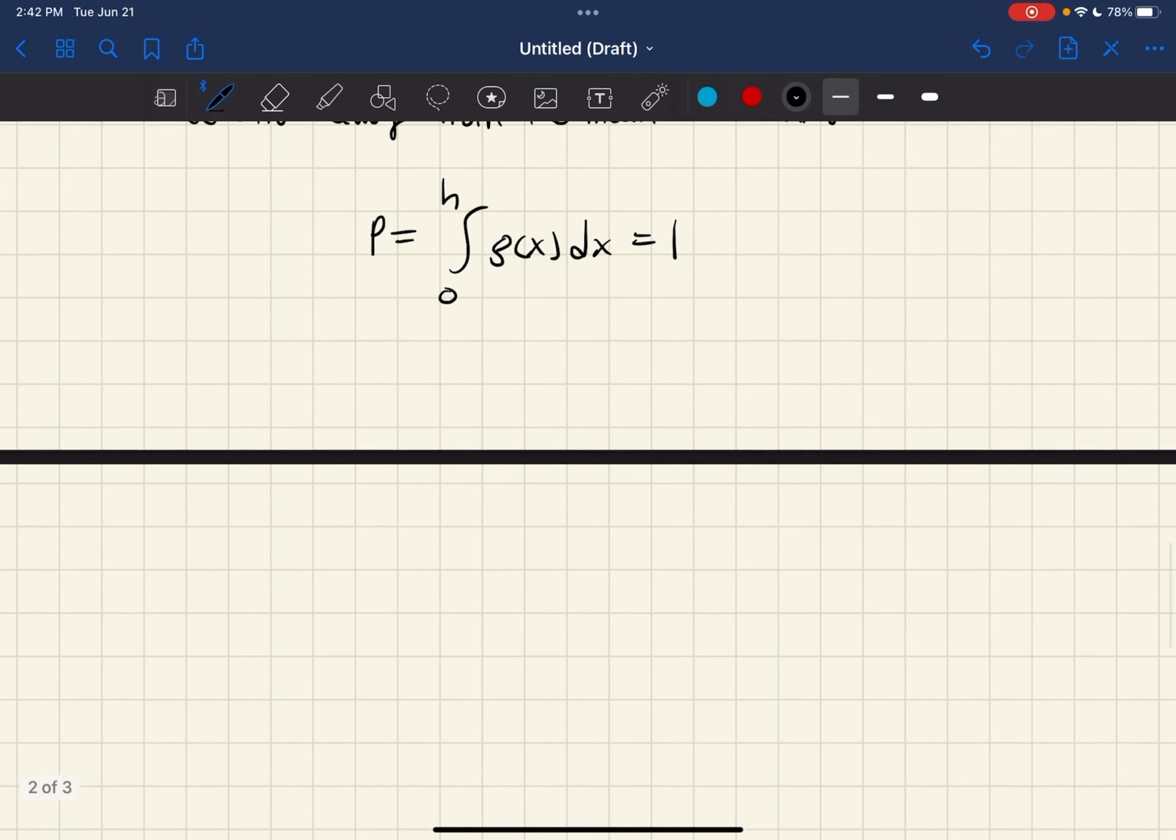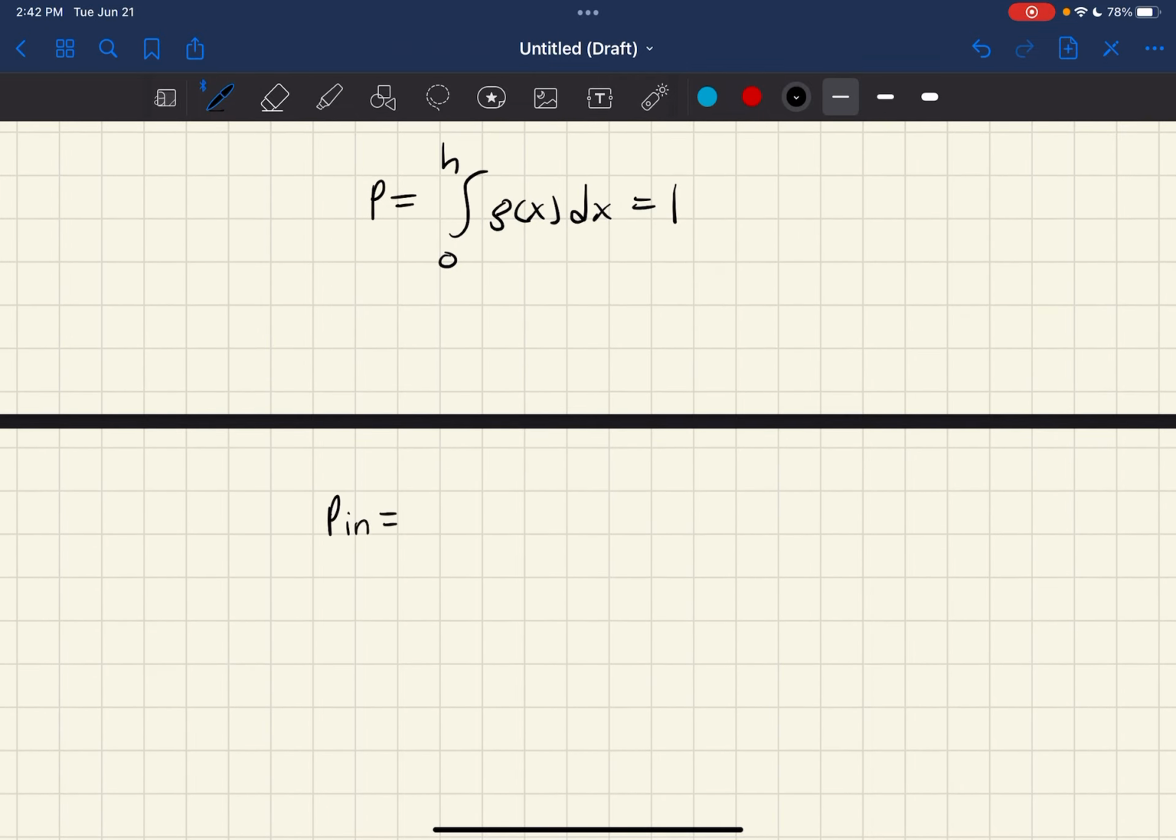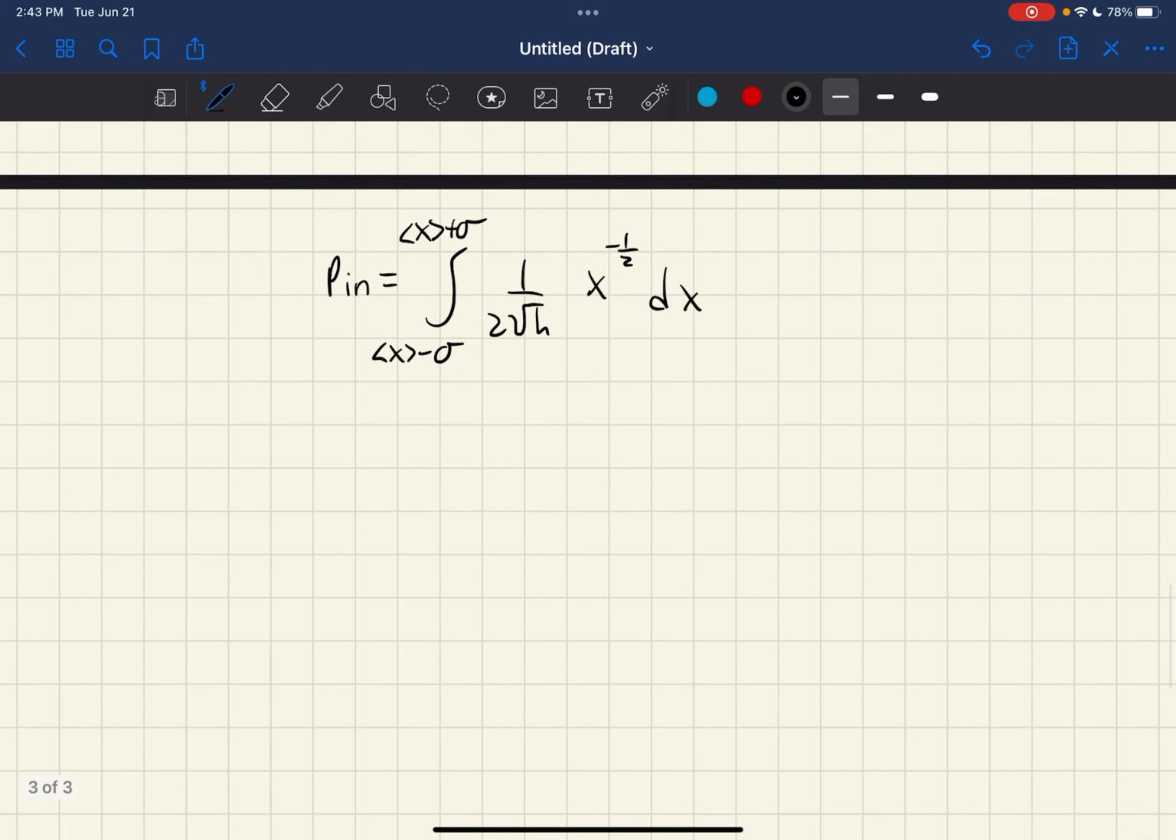So let's rewrite it down here. Probability in is equal to the integral from the expectation value minus the standard deviation to the expectation value plus the standard deviation of 1 over 2 root h x to the minus 1/2 power dx. So we need to find this integral. So we can go ahead and pull out the 1 over 2 root h, and now we have this integral, and I'm going to let this lower limit be equal to a and this upper limit equal to b, just for now.